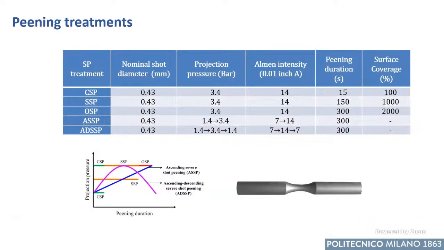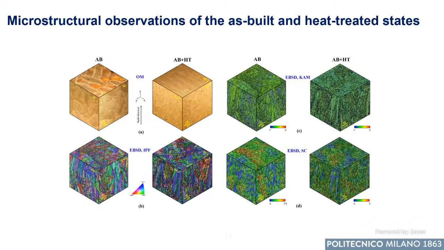These are the parameters of shot peening. We use conventional shot peening. This means 100% coverage and Almen intensity at 14. Then severe shot peening, overshot peening, and then ascending severe shot peening and ascending descending shot peening. Those are the gradient shot peening treatments we use. And these are the results.